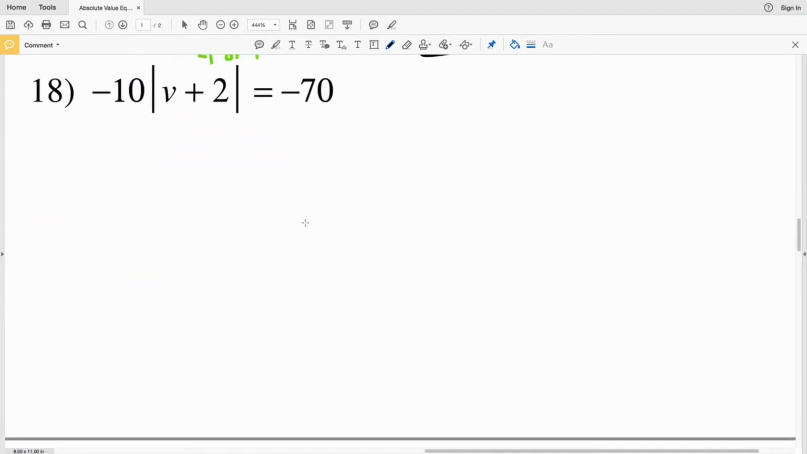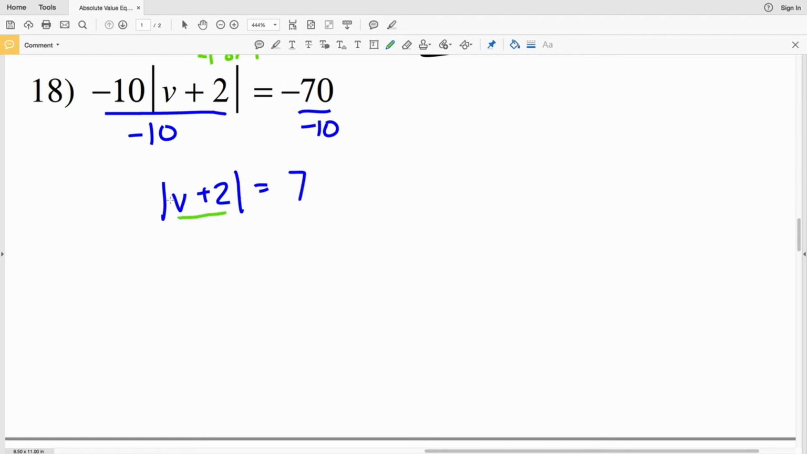And lastly, on this absolute value equation worksheet, number 18, we have negative 10 times the absolute value of v plus 2 equals negative 70. We're going to start by dividing by a negative 10 on both sides. That will help us isolate the absolute value of v plus 2 on the left, and a negative divided by a negative is a positive, so we're going to get a positive 7 on the right.